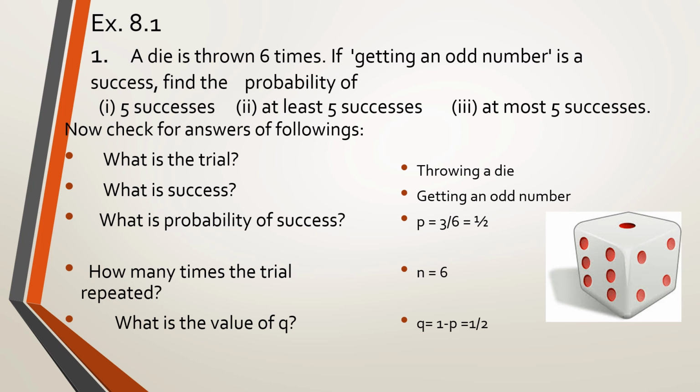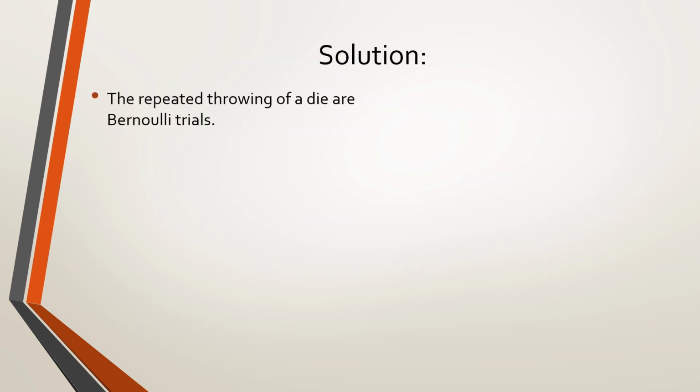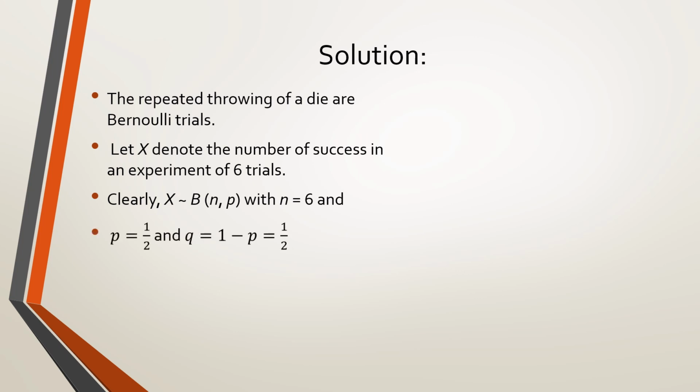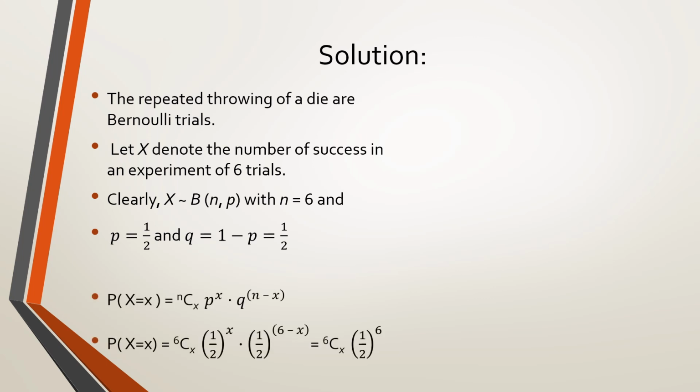So now first we'll generalize the formula which is applicable for this example. Repeated throwing of a die are Bernoulli trials, x be the number of successes in the experiment of 6 trials. So x follows the binomial distribution with n and p, with n equal to 6, p is half, and obviously q is half. Formula becomes nCx p raised to x q raised to n minus x. After substitution of n, p and q, it simplifies as 6Cx times (1 by 2) raised to 6.